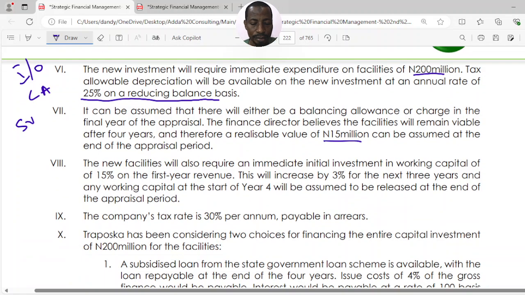Next item. The new facility will also require an immediate initial investment in working capital of 15% on the first year revenue. Therefore, we have working capital information here on revenue, 15%. This will increase by 3% for the next 3 years, and any working capital at the start of year 4 will be assumed to be released at the end of the project, at the end of the appraisal period. So number 9, the company's tax rate is 30% per annum. Here is tax rates. Payable in arrears, so 1 year lag.